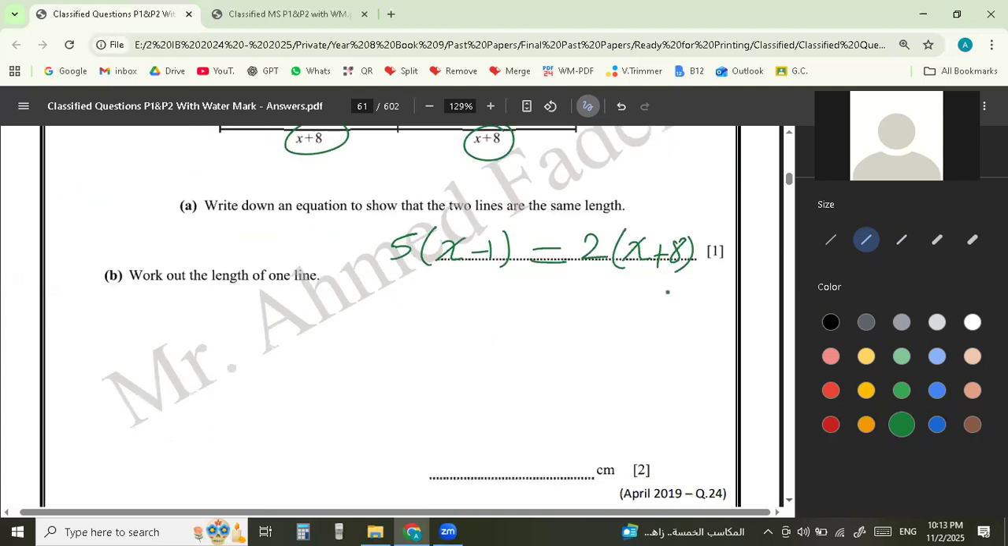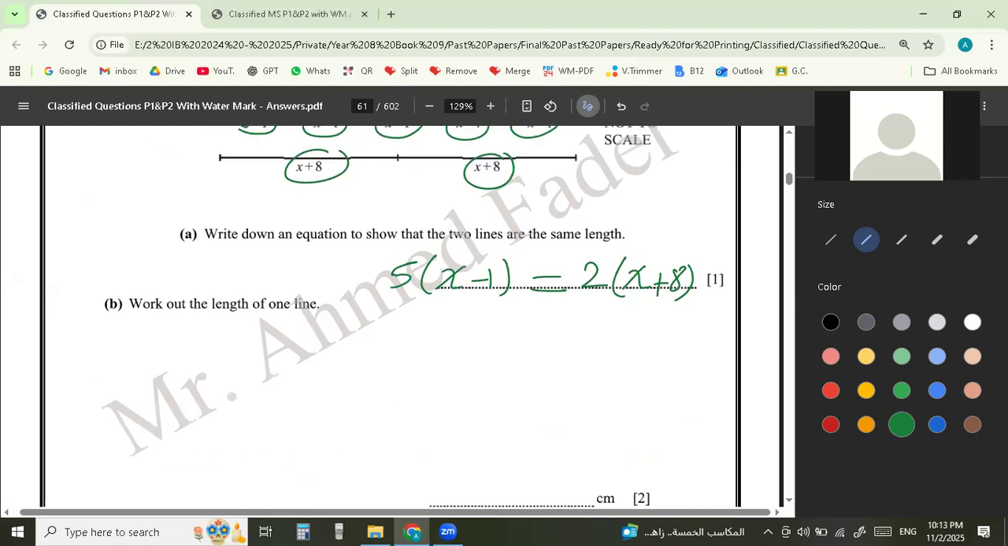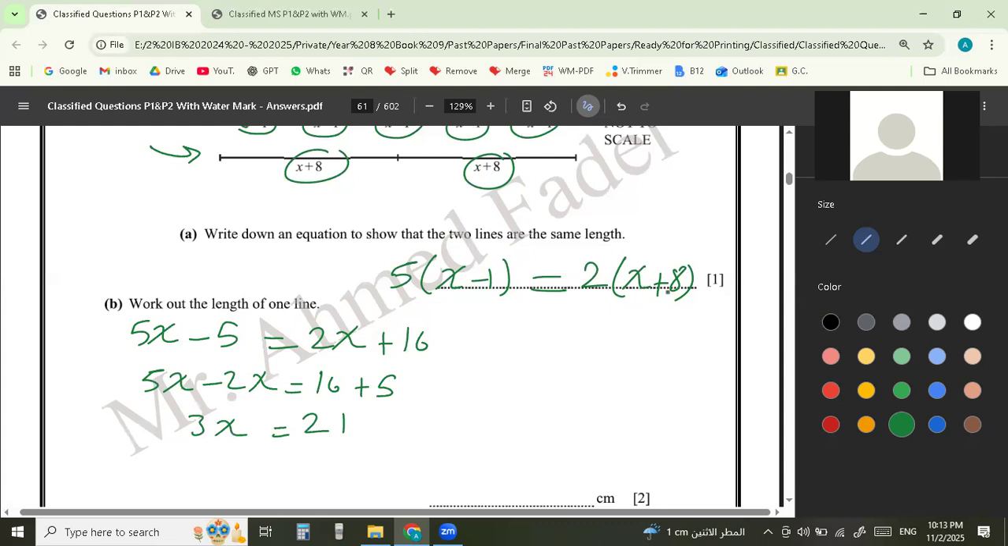Work out the length of one line. Well, to work out the length of one line, for example this line here, that means that we need to find x. No problem. Let's work out the equation in order to find the value of x. So I'm going to do this here. Expand: 5x minus 5, I expanded, equals 2x plus 16. I expanded the other side as well. So let's get the x's together and the constants together. 5x minus 2x equals 16 plus 5. So you're going to find here 3x equals 21. So x equals 7. This is the value of x.